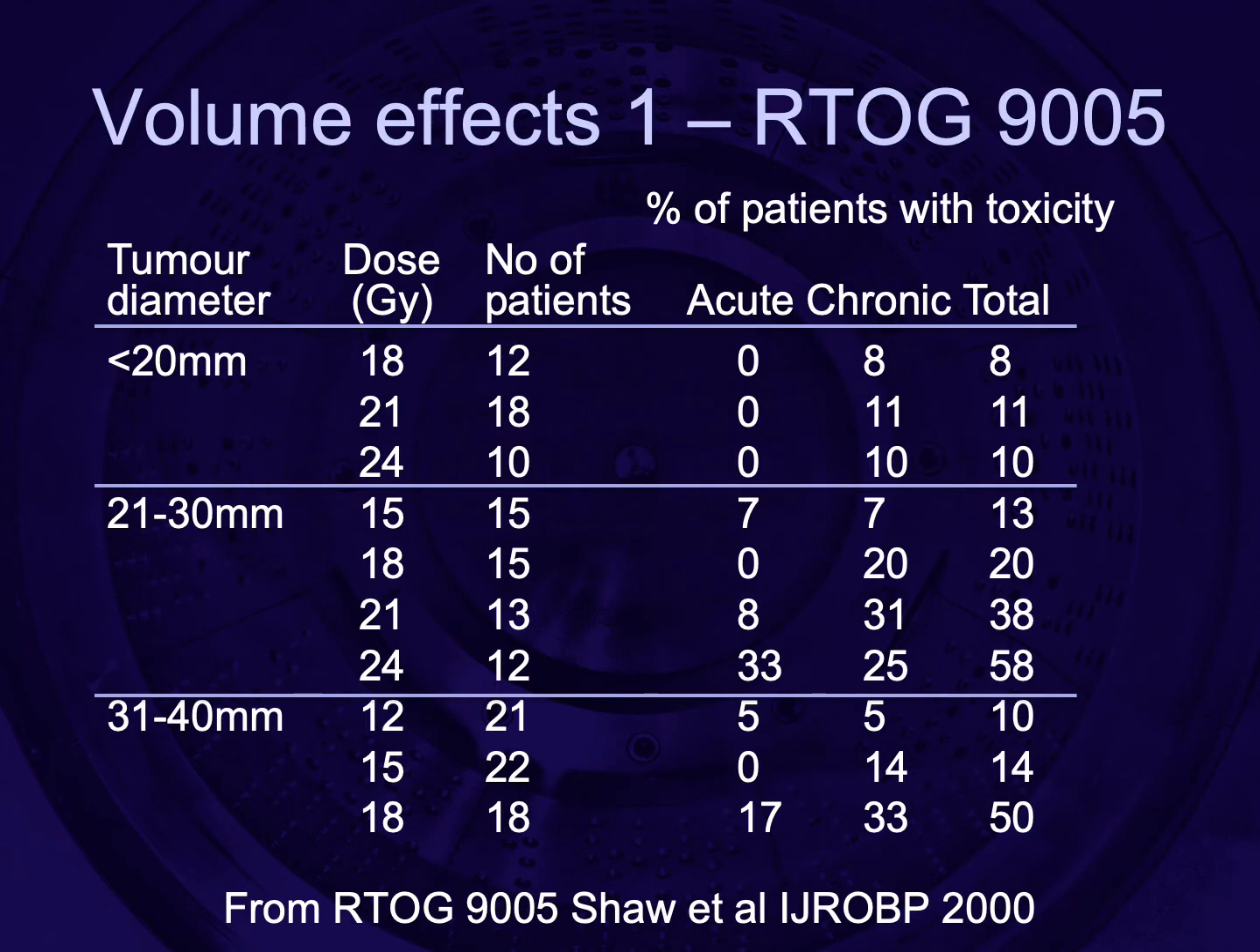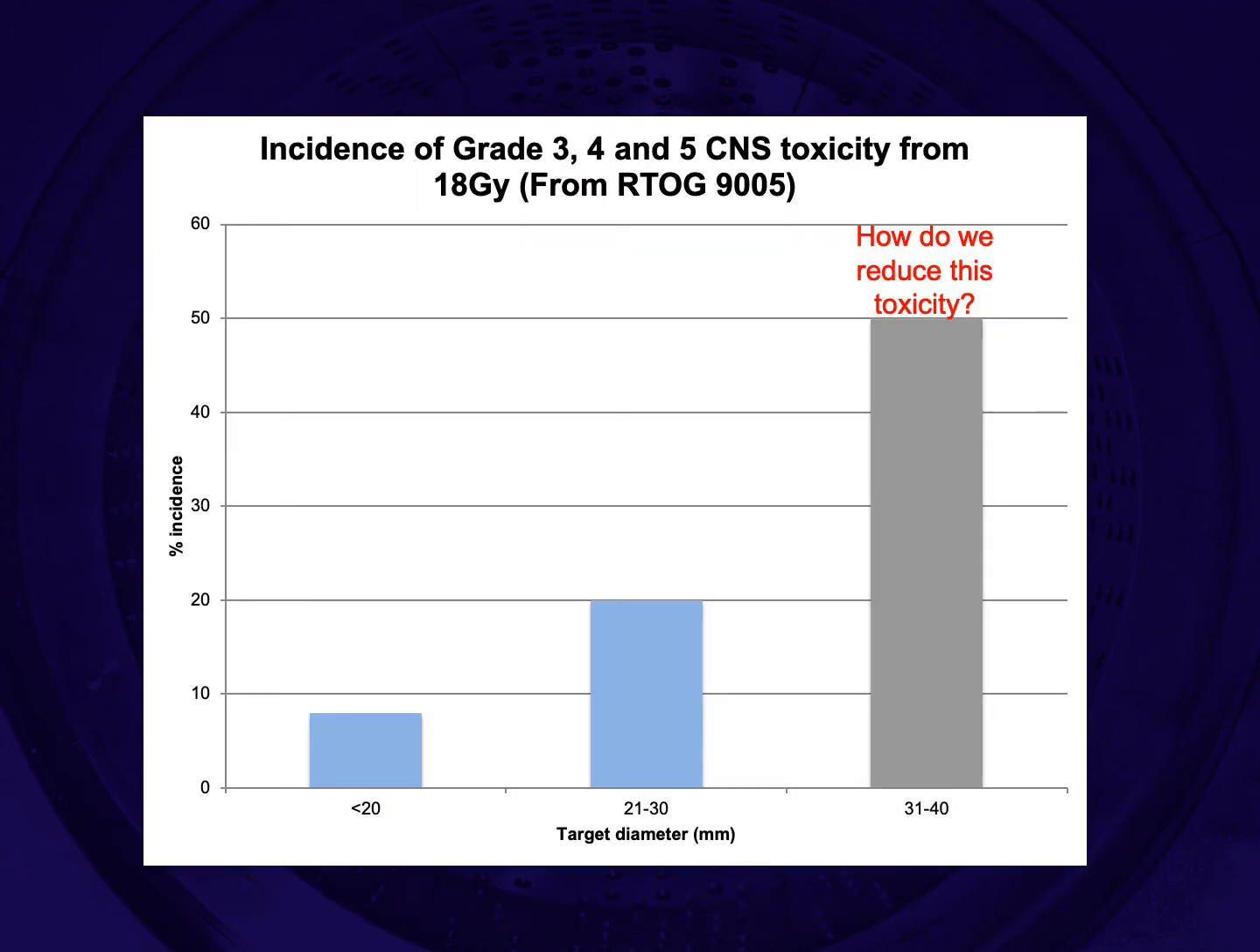These are the results from the RTOG 9005 study, which showed a clear correlation between dose and tumour diameter and patients that develop toxicity. So we can rearrange that data as a chart like this, where we can see that if we irradiate a tumour with 18 gray, if the tumour's less than 20 millimeters in diameter, we've got a less than 10% incidence of radionecrosis, while 2 to 3 centimeters in diameter, it's around 20%, but above 3 centimeters in diameter, it's around 50%, which clearly is unacceptable. So what do we do in that situation?